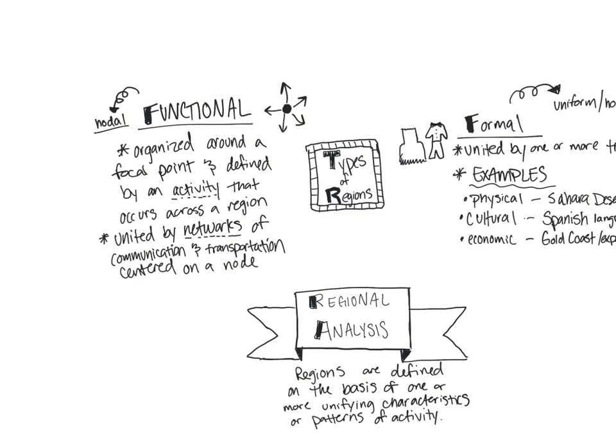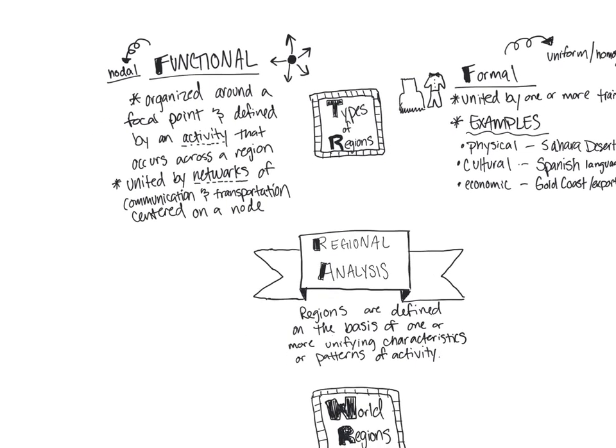Okay, so good examples of this, I think in your book, it says that a pizza delivery area would be one. So think about where it is that you order pizza from. What Pizza Hut do you order from? And as far as they go, that's their functional region.